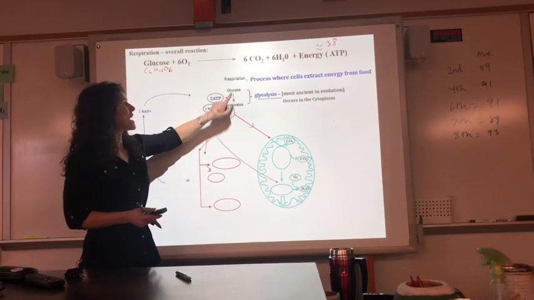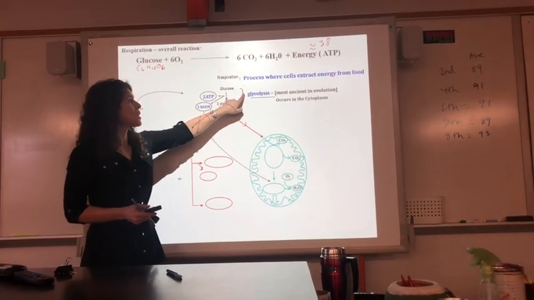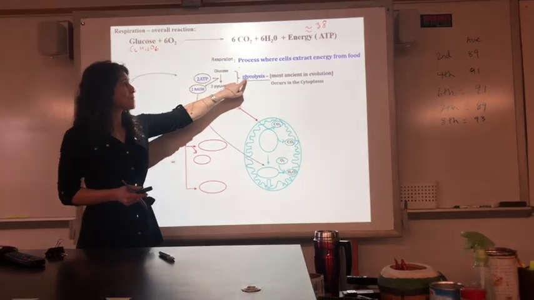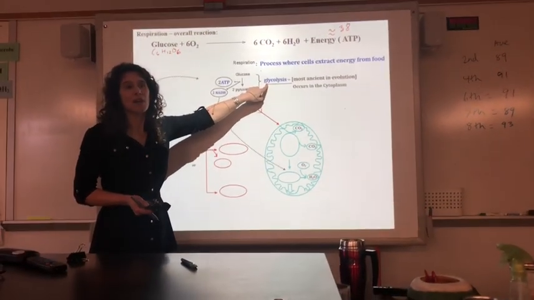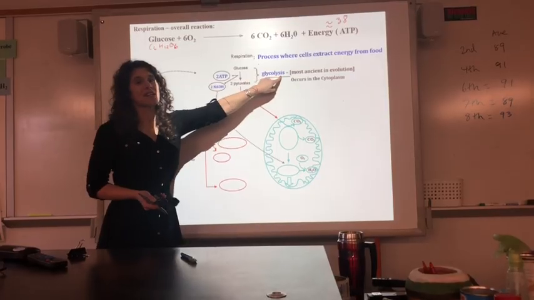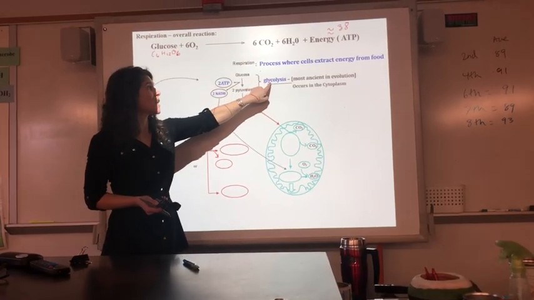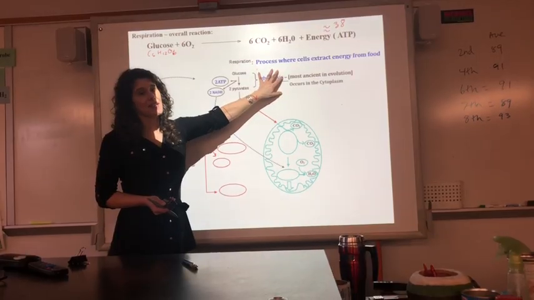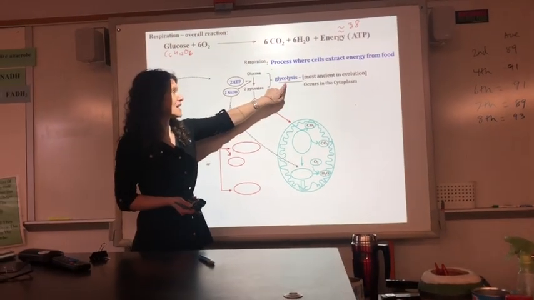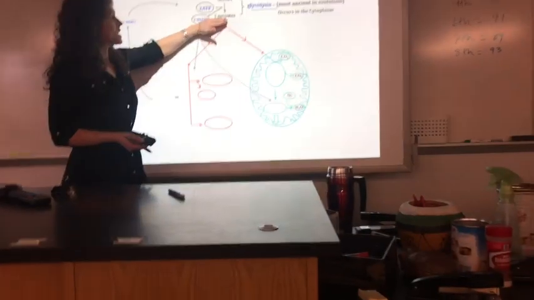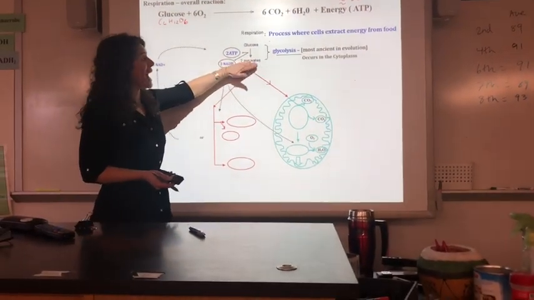Glycolysis is the breakdown of glucose. You always know anything with glyco is referring to carbohydrates, usually glucose. Remember you learned glycoproteins, glycolipids, right? And if you see lysis, it means breakdown or destruction. So we're breaking down glucose. This process is the most ancient of all the processes that we're going to be talking about today in terms of evolution. When you break down glucose, the product is two pyruvates.